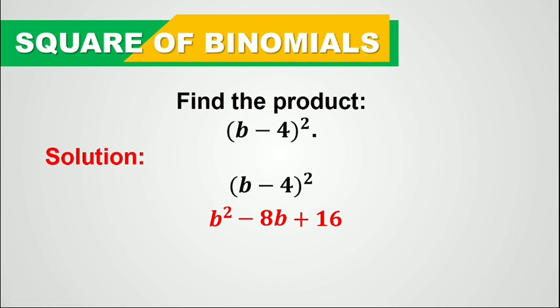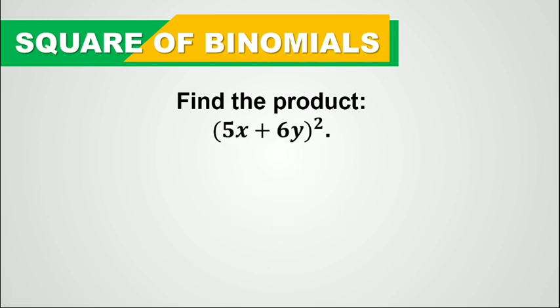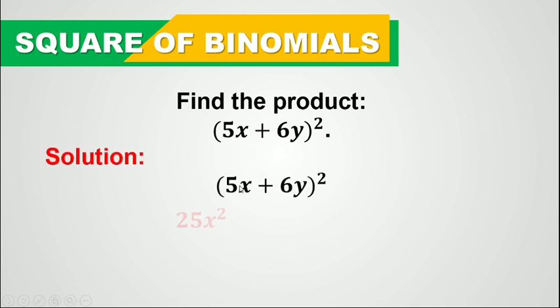Okay? Now, let's have more examples. Okay, let's find the product when we square the binomial 5x plus 6y. So again, you square the first term. So 5x squared, that's gonna be 25x squared. And then plus, so the sign is plus, 5x times 6y, that's 30xy times 2, that's 60xy. And then you square the last term. So 6y, quantity 6y squared, that's gonna be 6 squared, that's 36. And then y squared, y squared. So this is our final answer.